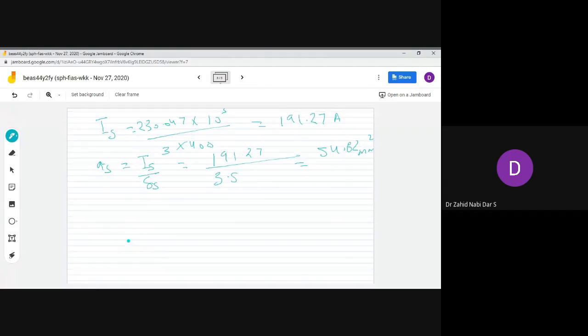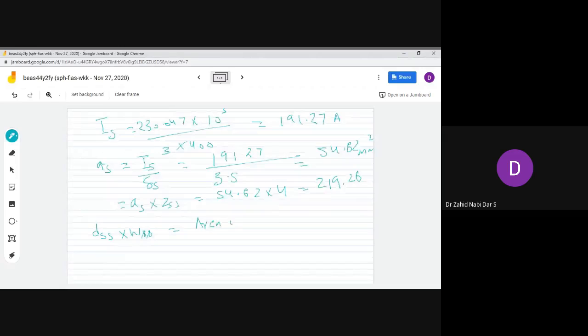Then, the area occupied by the conductors in a slot would be AS into ZSS. That is 54.82 and the ZSS value we calculated. So this is the total area occupied by all the conductors in the slot. And with the slot space factor, you can get the value DSS into WSS that you want to calculate. So this would be the area occupied by all conductors in the slot.